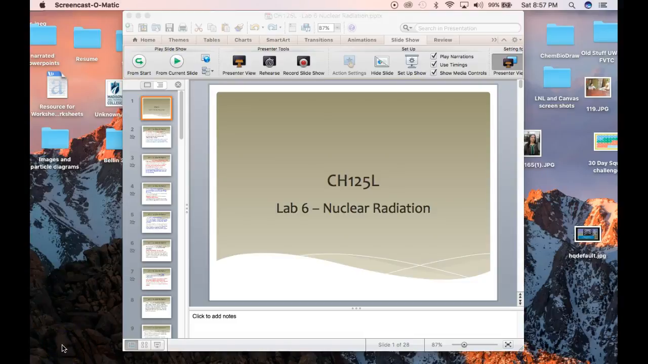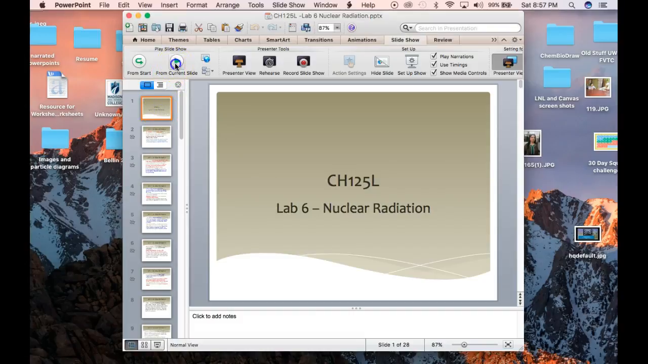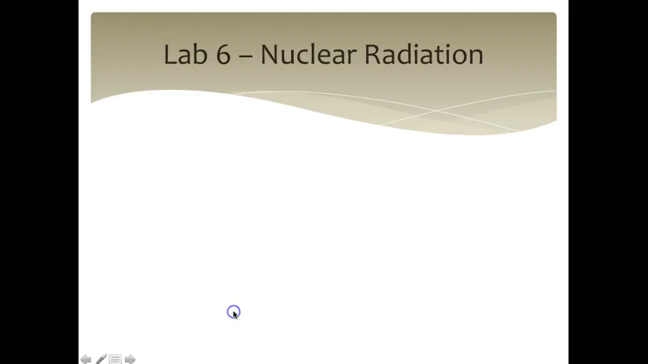In this video, I'm going to be discussing Lab 6, which is nuclear radiation. Again, this is also going to be another simple, quick lab. Nuclear radiation is basically occurring in the nucleus of an atom, where the nucleus is disintegrating.